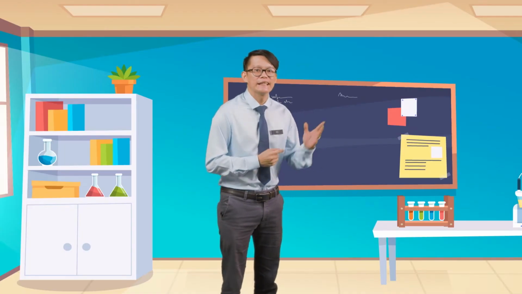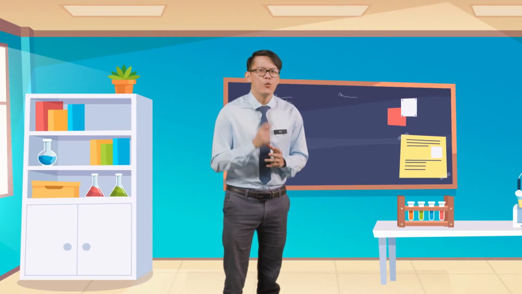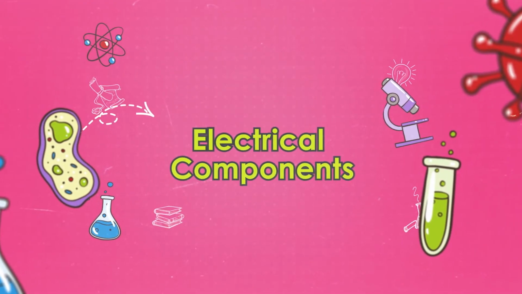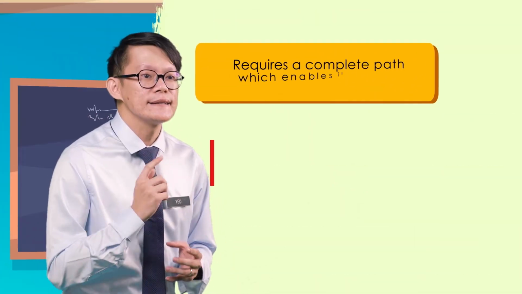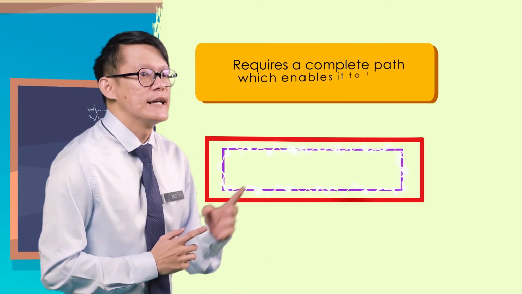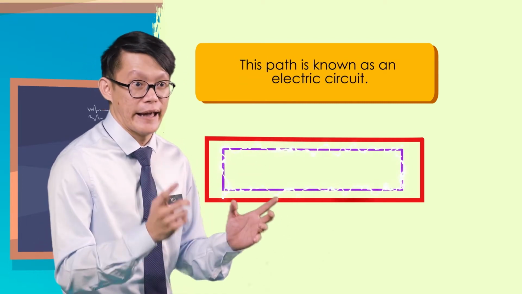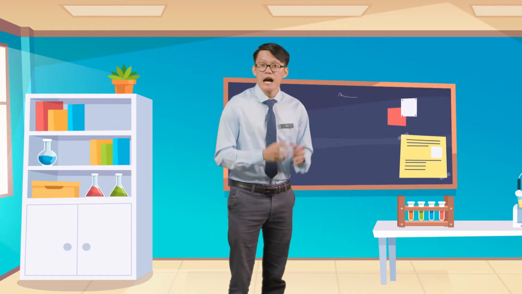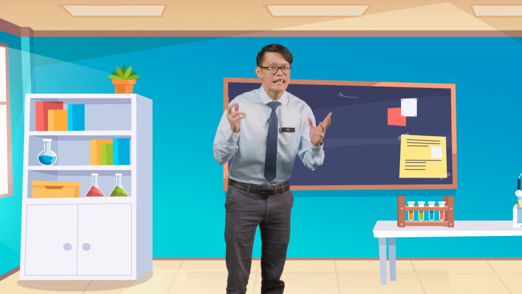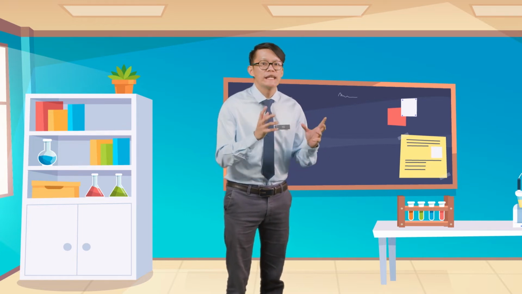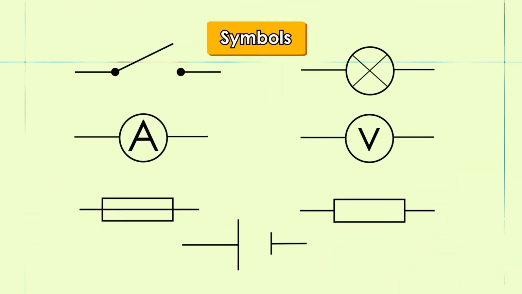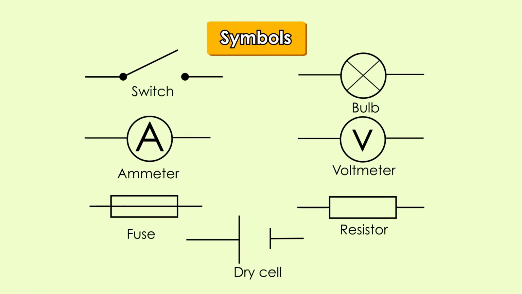Before we study the type of electric circuit, we must know the electrical components. We know that the electric current requires a complete path which enables it to flow. This path is known as an electric circuit. A complete electric circuit is made up of various electrical components which are represented by symbols. These symbols are used to draw circuit diagrams.